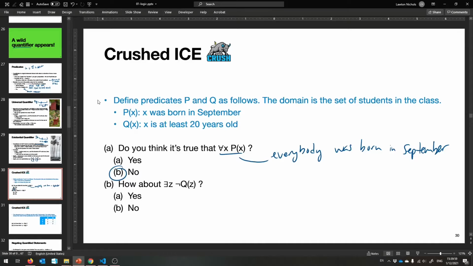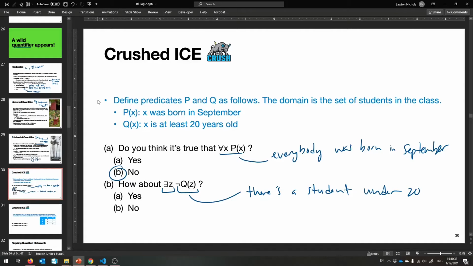How about there exists a Z such that not Q of Z is true? Think about this for a second. We're saying that there is some person in the class, call them Z, such that not Q of Z is true for that person. If we translate that further to English, what do you think that means? What it's saying is there is a student for which this is not true. There's a student that is under 20 years old. At least one.